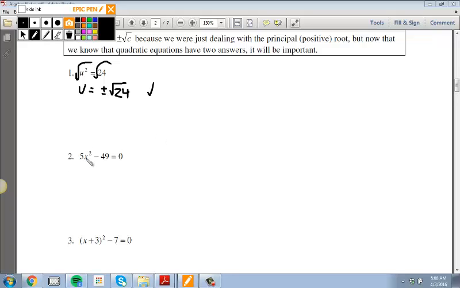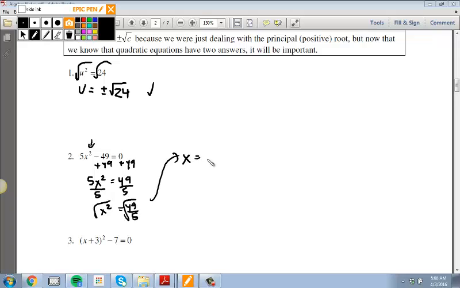Alright, 5x squared minus 49 equals 0. I want to solve for this x squared right here, so I'm going to add 49. So 5x squared is equal to 49. Then I'm going to divide by 5. So x squared is equal to 49 over 5. And then I'm going to take the square root. That means that x will equal plus or minus the square root of 49 over 5.